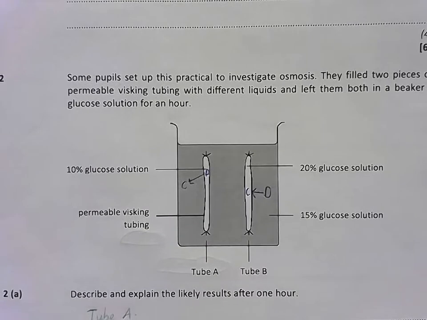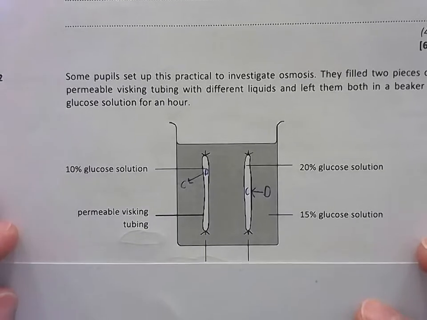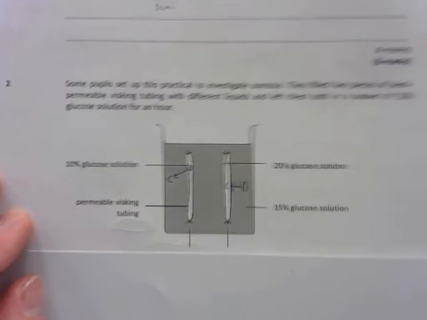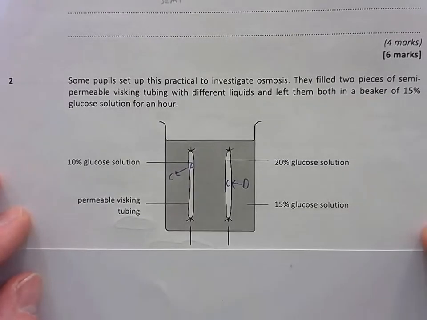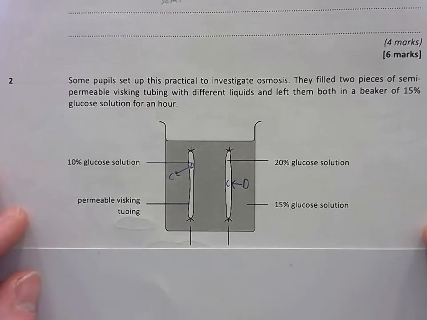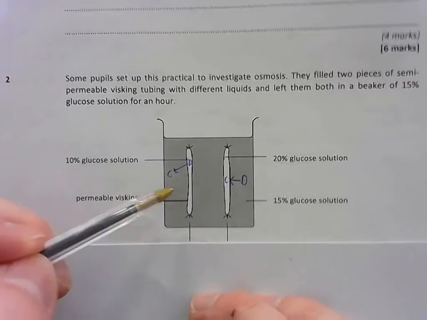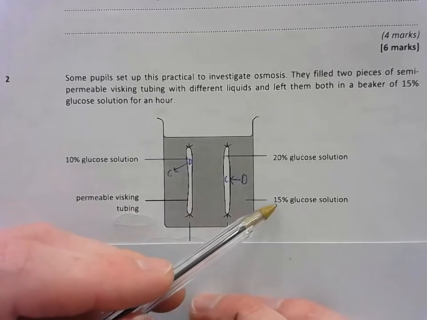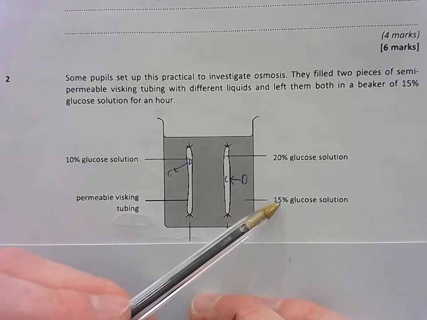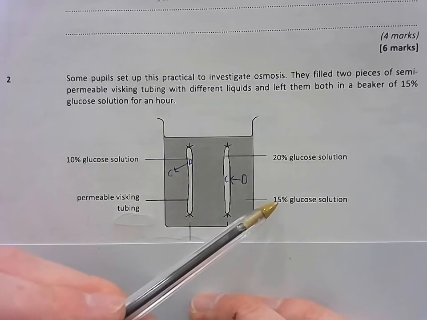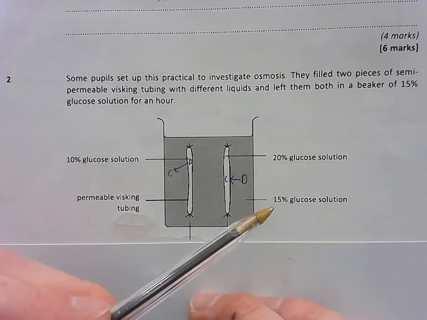Okay, on to question number 2. So, some pupils set up this practical to investigate osmosis. They filled 2 pieces of semi-permeable visking tubing with different liquids and left them both in a beaker of 15% glucose solution for an hour. So if we have a look at the diagram, the solution here is 15% glucose. Now what you should keep in mind is more glucose means less water, so more glucose actually means more concentrated.